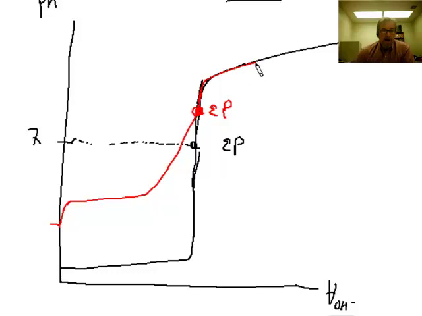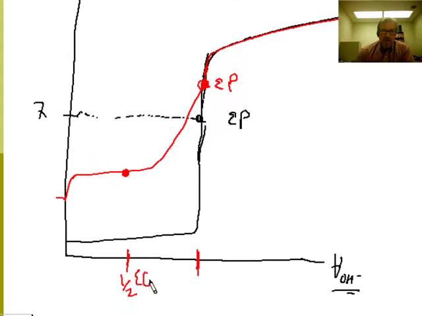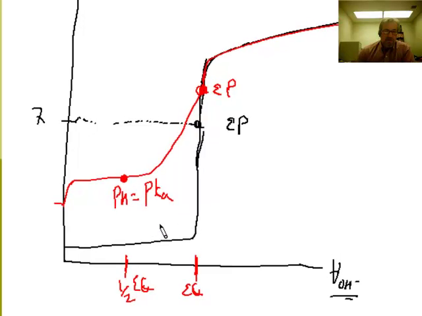Because you just have a strong base solution that continues to rise with additional OH minus. Now there's one more feature that we can put on this weak acid, strong base titration. And that is, if this is the equivalence volume here, halfway to the equivalence volume, your pH will be equal to pKa.